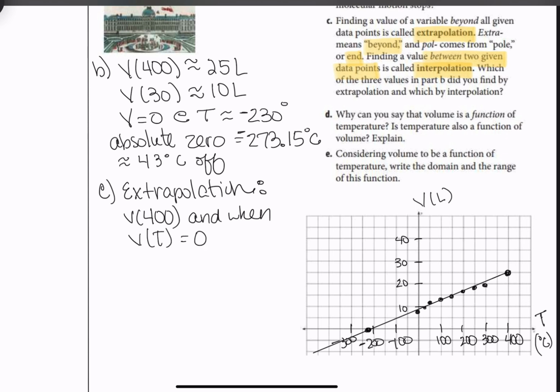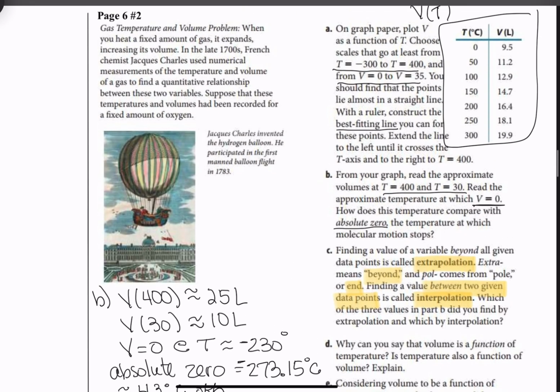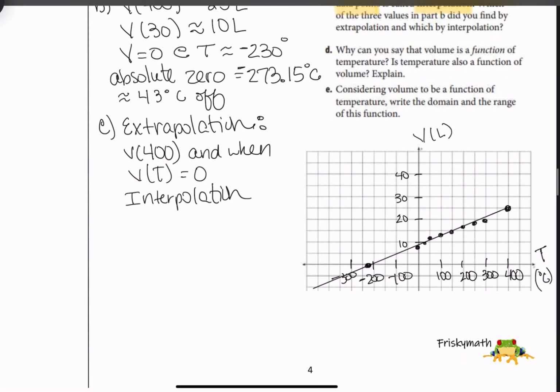And then our interpolation means in between the given points. So as long as we were somewhere in between 0 degrees and 300 degrees, we were interpolating anything that wasn't given to us. And so I think that would be our 30-degree point where it came out as 10 liters. So V of 30.